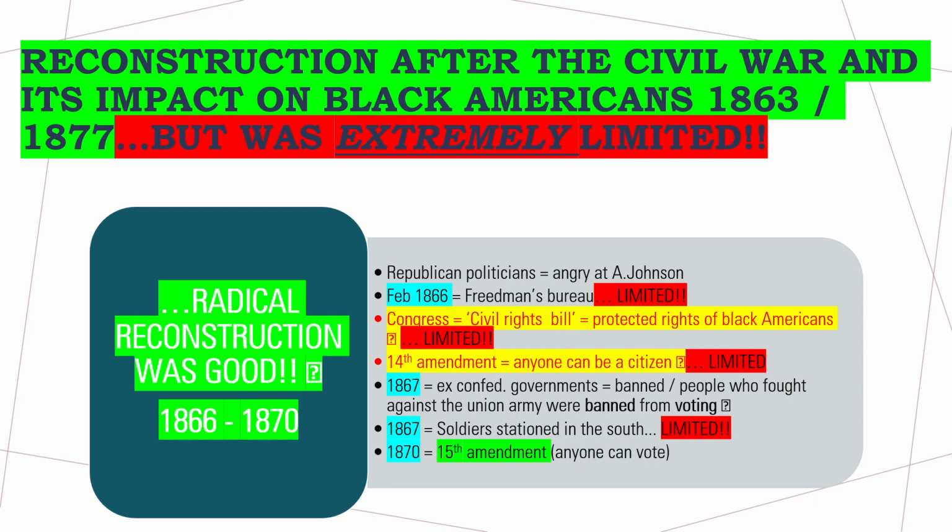In 1870, the 15th Amendment was introduced, meaning that anyone can vote. Black people now have the right to vote. They've got the protection of the army stationed in the South. Ex-Confederate governments were banned. It was all looking good. And you've got the Civil Rights Bill and the 14th Amendment, but that's a bit hazy there, and we'll see why.